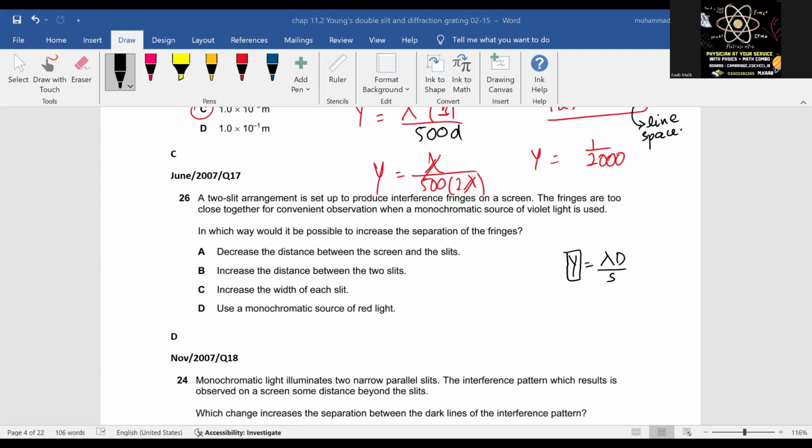Not getting. Wait. Let me show you. Young's double slit experiment diagram.